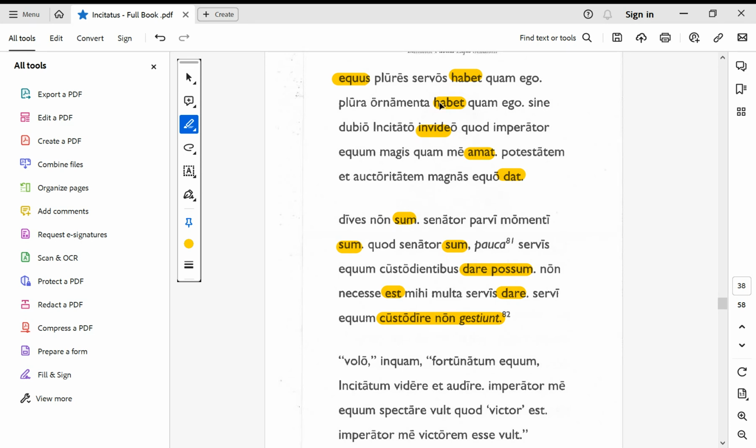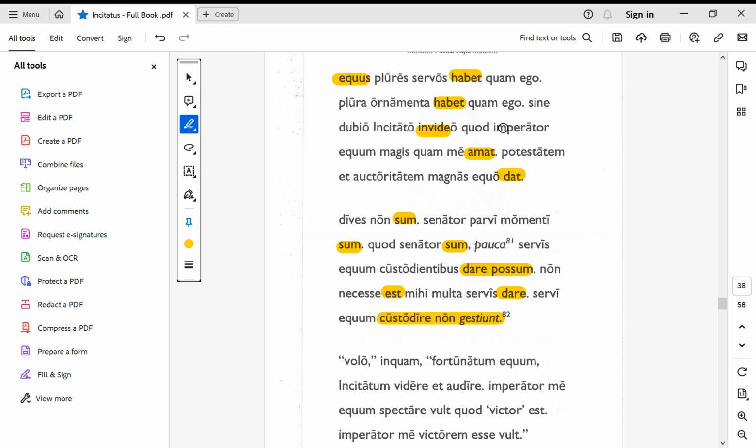Plura ornamenta habet quam ego. No, there's no third person singular. There's no nominative singular here. Plura ornamenta, that's a plural, and it's neuter, so it could be nominative or accusative, but since habet ends with a T, we know that that's just a direct object there. We see invideo, so we know the subject is I, and we don't see the word ego. We don't need to find it.